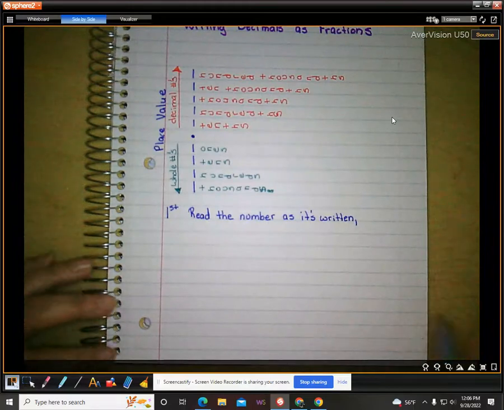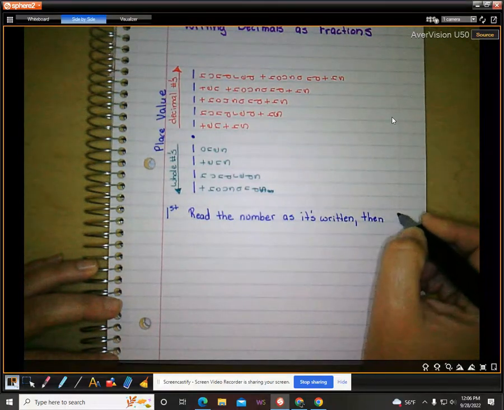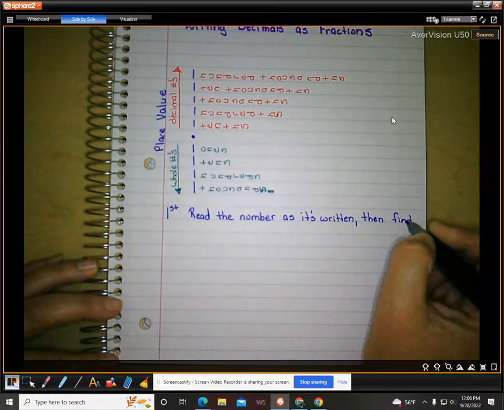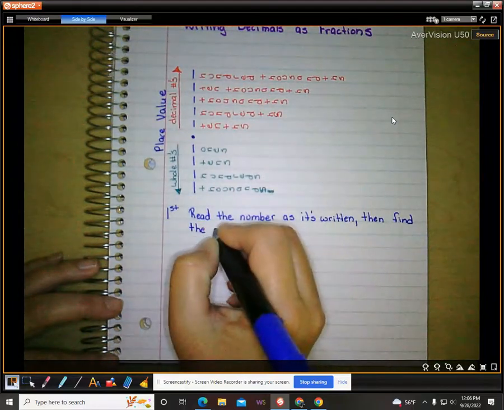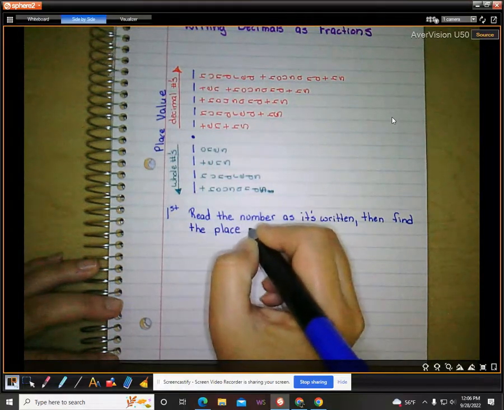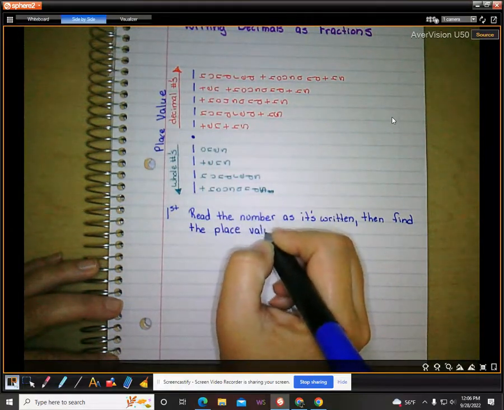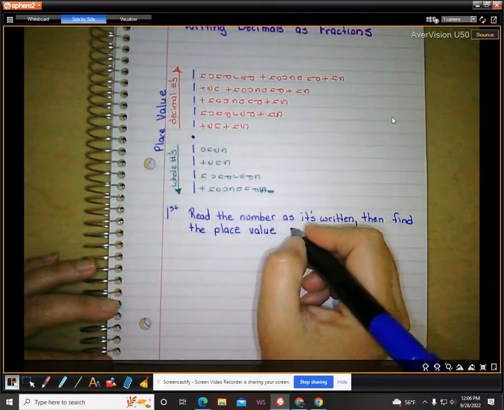Then the important part is, then you will find the place value of the last number.